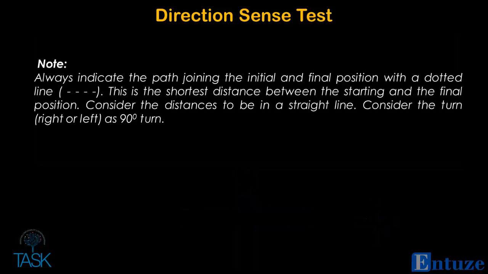Note: always indicate the path joining the initial and final position with a dotted line. This is the shortest distance between the starting and the final position. Consider the distances to be in a straight line. Consider the turn, right or left, as a 90-degree turn.